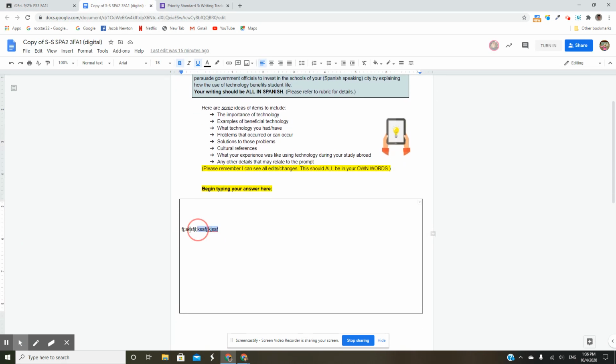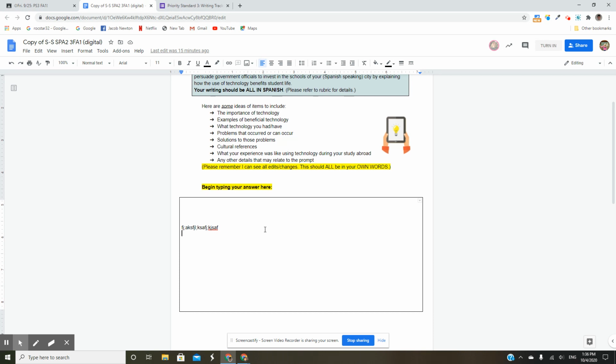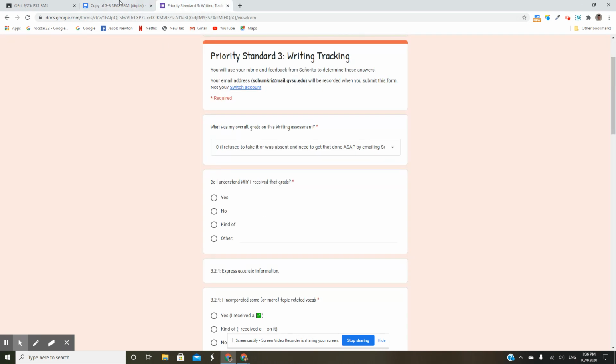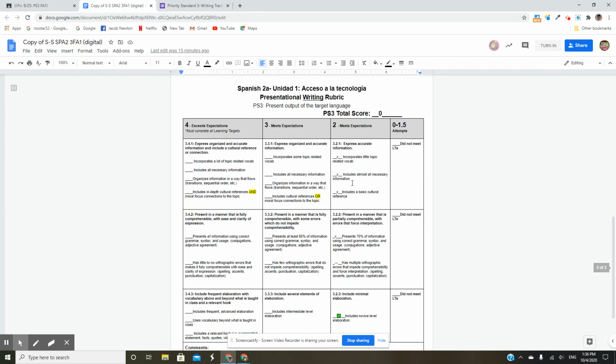Now, what you'll see is more than just this, because you wrote me at least a sentence and probably got 0.5. For this, you are going to look at my suggestions that I gave and notice where I had any errors or where I bolded things. That means that things were wrong. But what I want you to do today for the tracking is look at the rubric. So scroll down in the rubric.